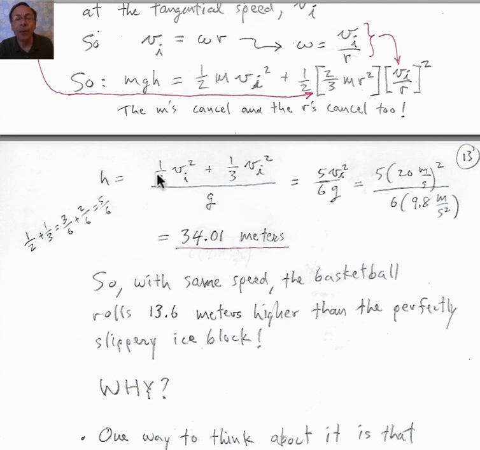And now we need to add a half and a third. And believe it or not, I kind of mess this up sometimes, so let's do it. 1/2 plus 1/3 is the same as 3/6 plus 2/6. It's 5/6. Okay, so it's 5/6 v sub i squared. g's in the denominator. We plug in our numbers. Don't forget to square. And we get the answer, 34.01 meters.